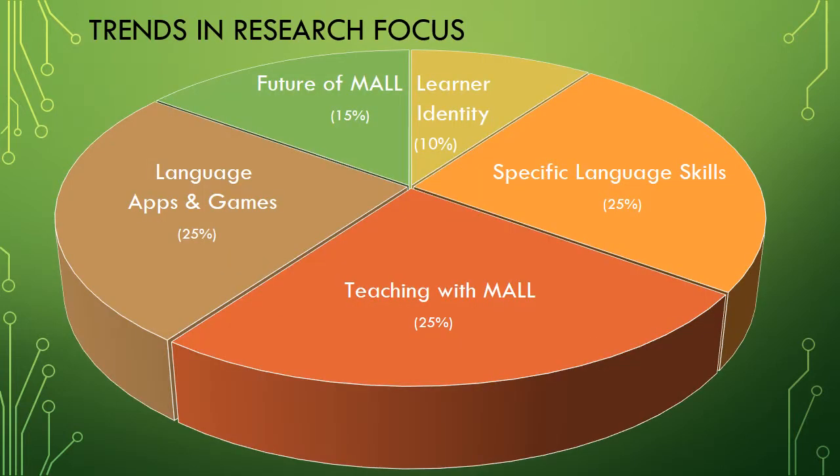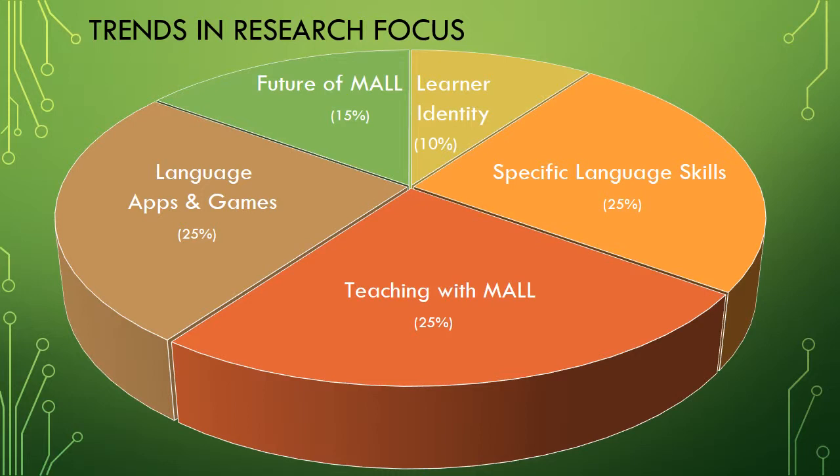When looking at the trends and the focus of the research of the articles that I chose for this analysis, we see that there's a pretty even split among the 5 different categories. Language apps and games, teaching with mobile-assisted language learning, and specific language skills each represent 25% of the articles that I chose. The future of mobile-assisted language learning saw a 15% stake in the articles, whereas learner identity was looked at the least often, at 10%.